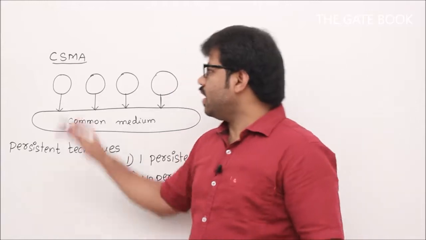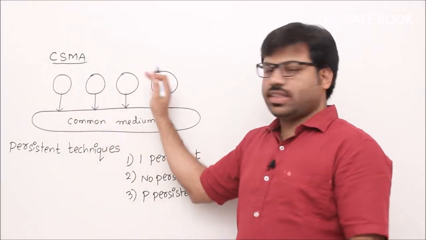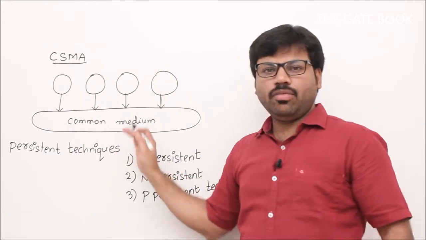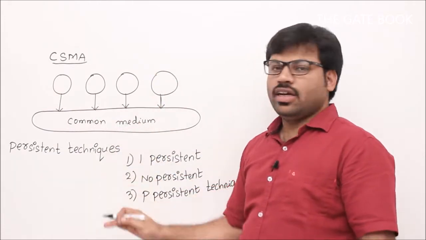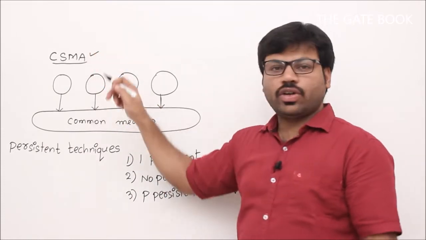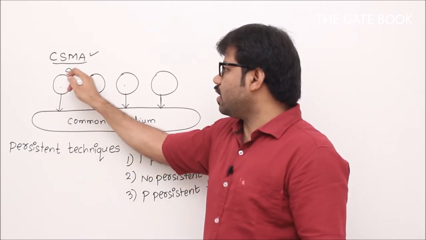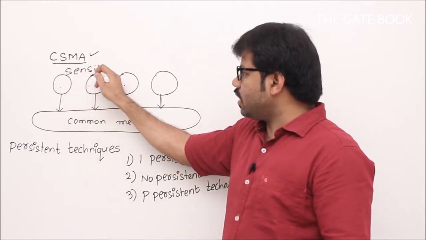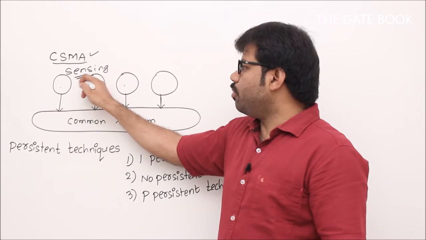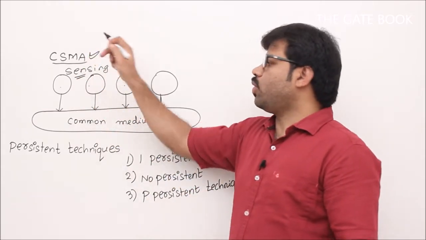Now let's summarize CSMA. In CSMA, finally you realize that when there are multiple stations and you have a common medium, you have a problem. What is that? How can data be sent, correct? So when you use the CSMA protocol, stations are going to use a capability called sensing. Whenever a station senses the channel before sending the data, such protocols are all called CSMA protocols.